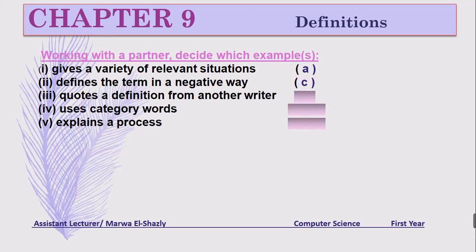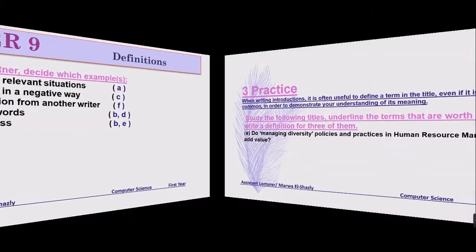C. Quotes a definition from another writer. احنا قلنا quotes هنا related to quotation، زي ما قلنا ناخد الكلام نصا. هنا بيقول بياخد الكلام نصا من another writer which is F. Uses category words which is B and D. Okay. Next one explains a process، بيوضح عملية which is B and E. I hope your answer is correct. Let's move on.